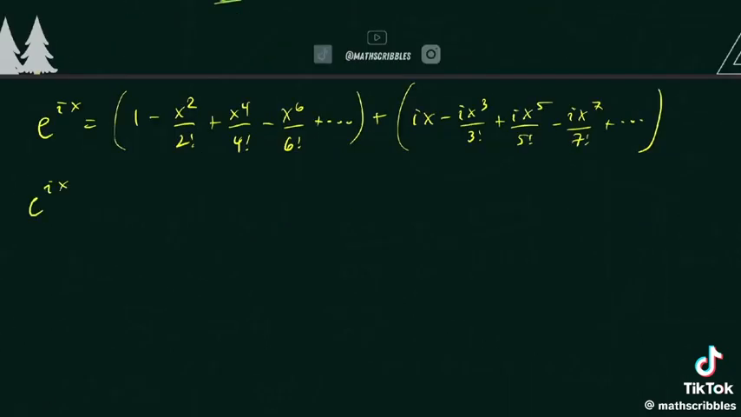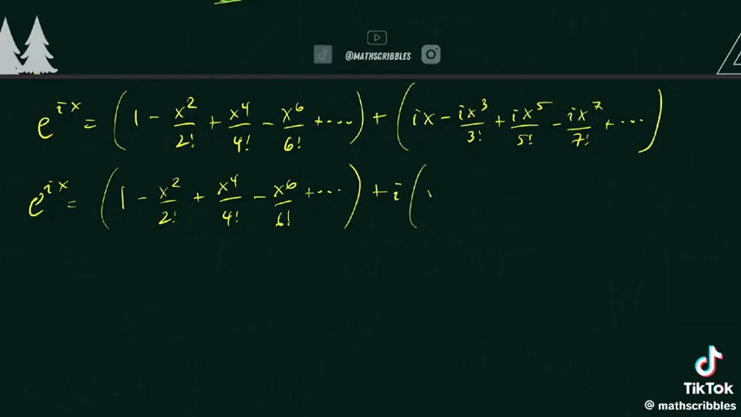As we continue, we still have the left-hand side. The stuff in the first parentheses is going to stay the same. And now we're going to factor out an i from that second parenthesis. So we have x minus x cubed over 3 factorial plus x to the fifth over 5 factorial minus x to the seventh over 7 factorial. And we continue on and on.